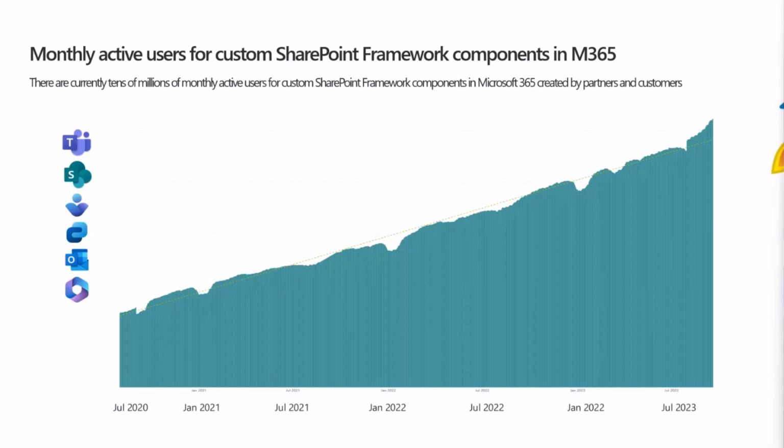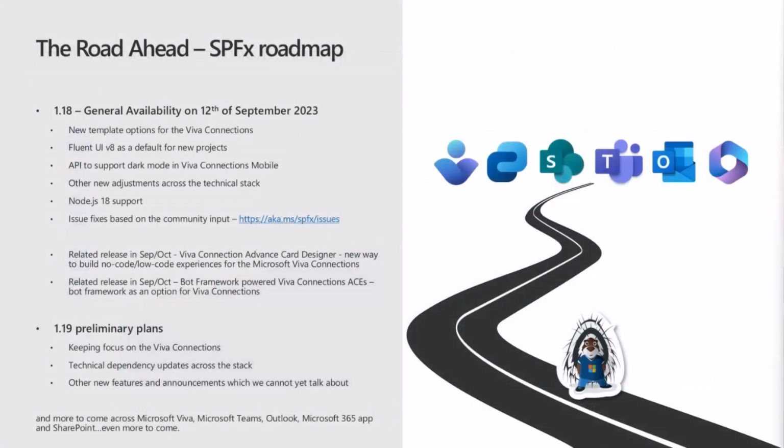The following slide is quickly listing what's in 1.18. And also, we're working on that Viva Connections Advanced Card Designer. That's a really cool feature. And more details on that one, we'll get more demos on that for sure in the community calls. And then there's the bot-powered Viva Connections ACEs, which is coming pretty soon as well.